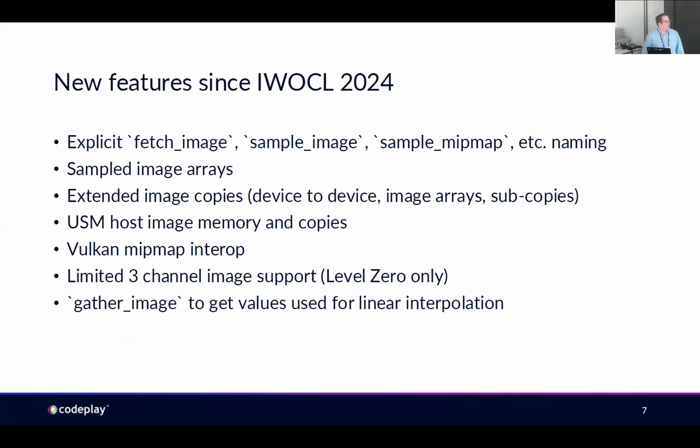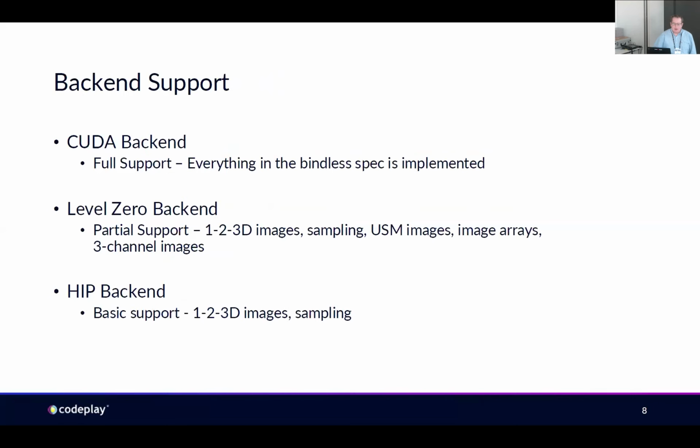New features since IWOCL 24 are the explicit image access functions listed there, sampled image arrays, extended image copies, device image arrays, and more. USM host image memory and copies. Vulkan mipmap interop. Some limited 3-channel image support, currently in Level Zero only, and gather image to get the values used for linear interpolation.